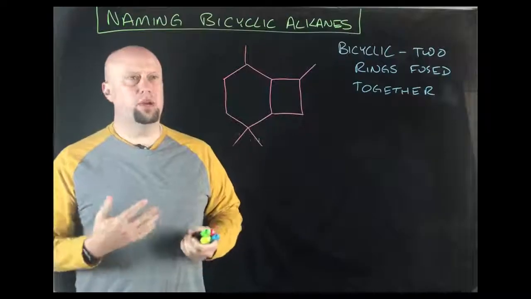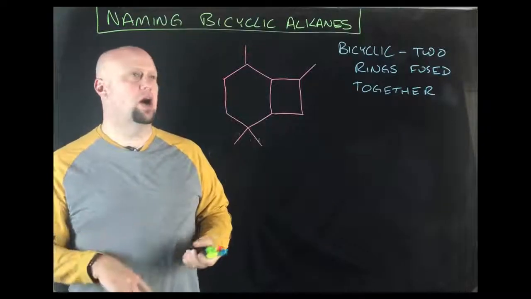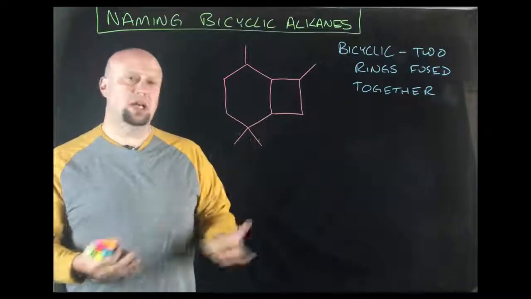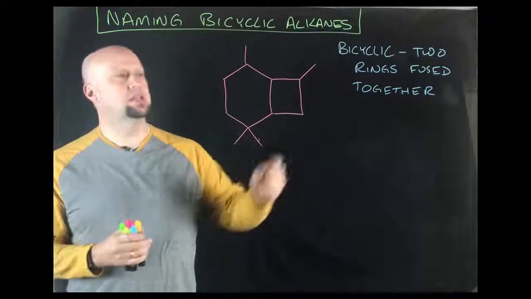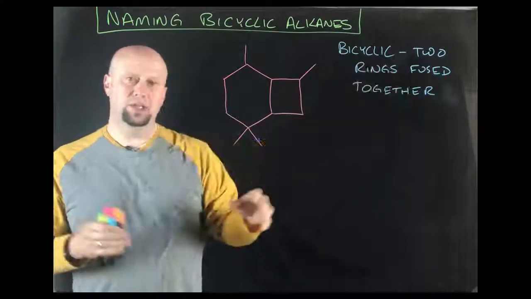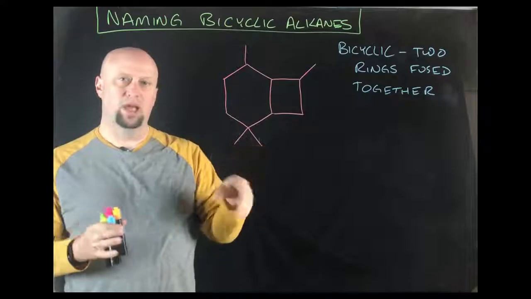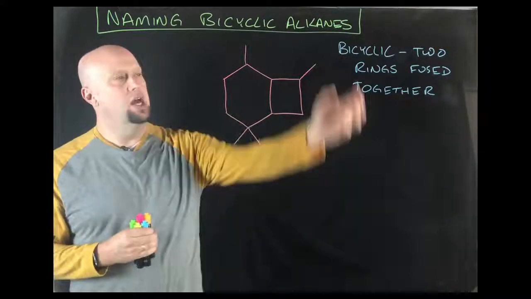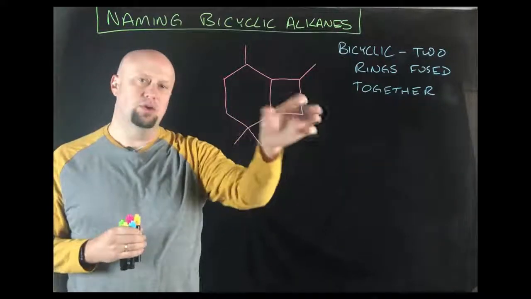Hey kiddos, today we're going to talk about how to name bicyclic alkanes. Bicyclic means that there are two rings. Cyclic means that there's a ring that goes back around on itself. And so bicyclic means that we've got two rings fused together.